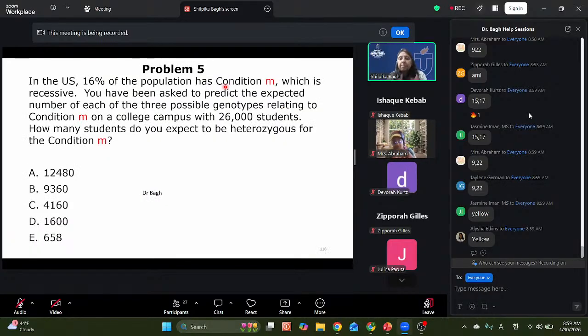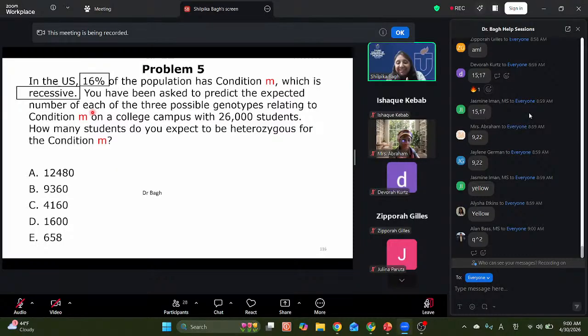Population genetics. P squared is autosomal dominant. Q squared is homozygous autosomal recessive. 2PQ is carrier. I told you, how do you go about the question? First, identify the inheritance pattern. Is this autosomal recessive? So what's 16% here? Q squared, P squared?